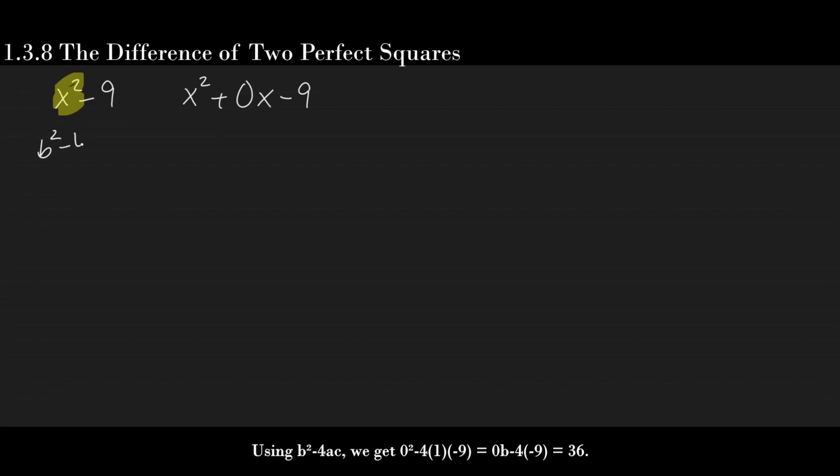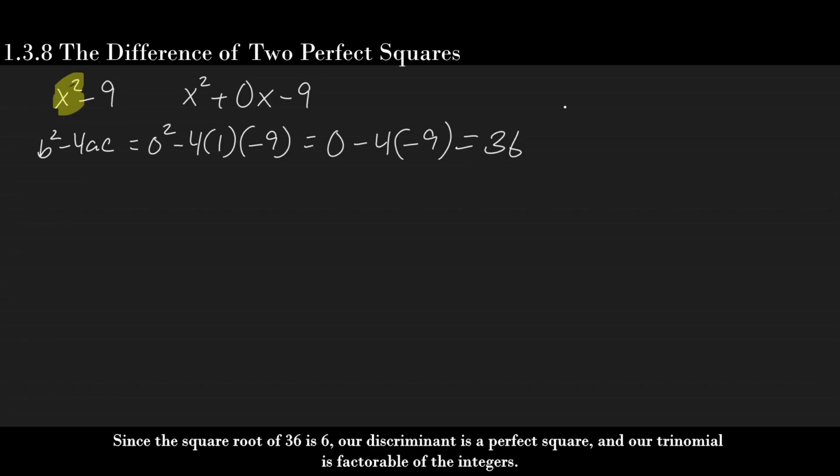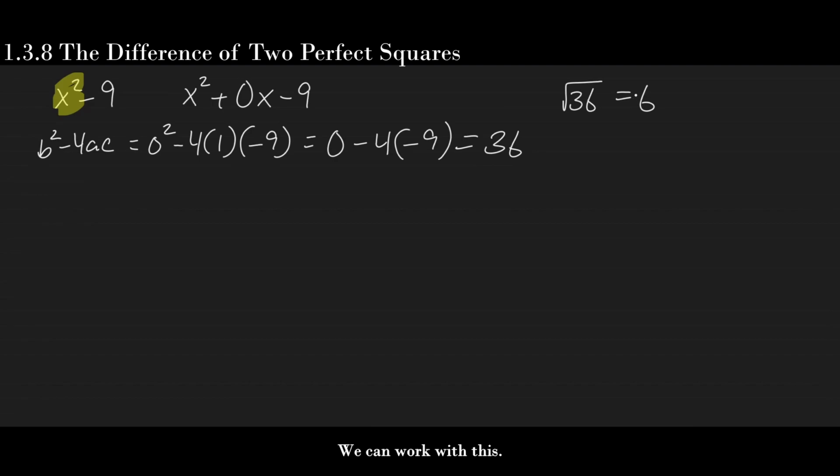Using b² minus 4ac, we get 0² minus 4 times 1 times negative 9, which equals 0 minus 4 times negative 9, which equals 36. Since the square root of 36 equals 6, our discriminant is a perfect square, and our trinomial is factorable over the integers. We can work with this. We need factors of negative 9 that sum up to 0. Summing up to 0 will be simple.